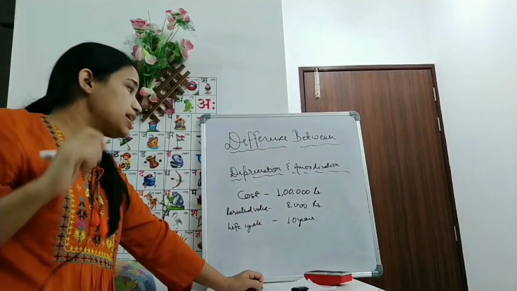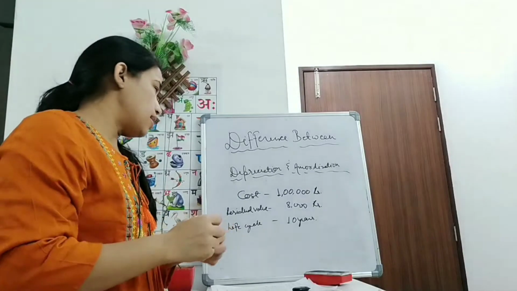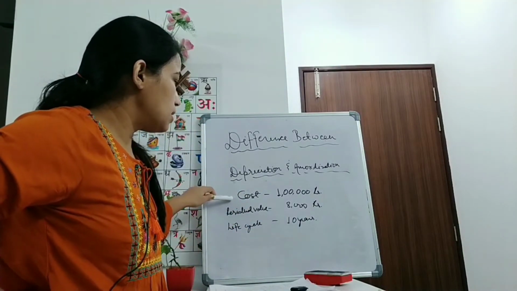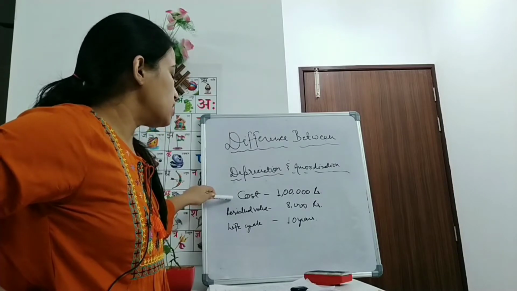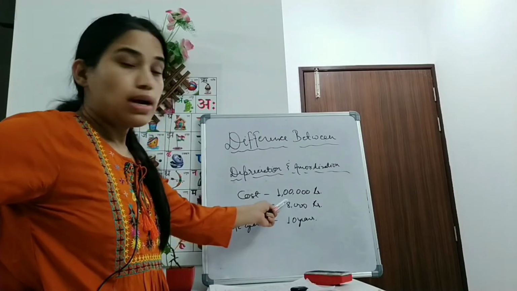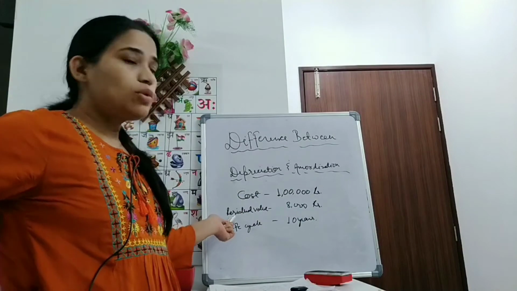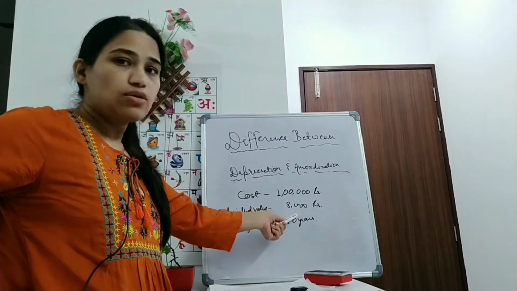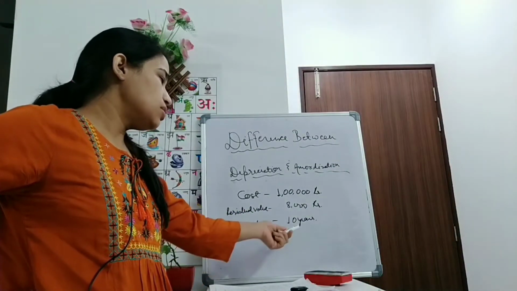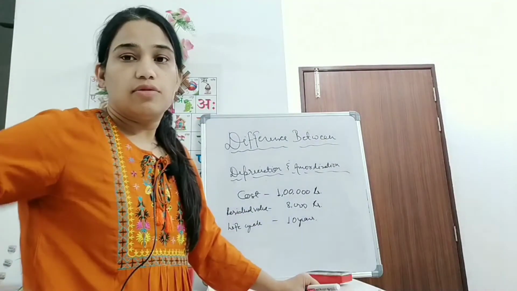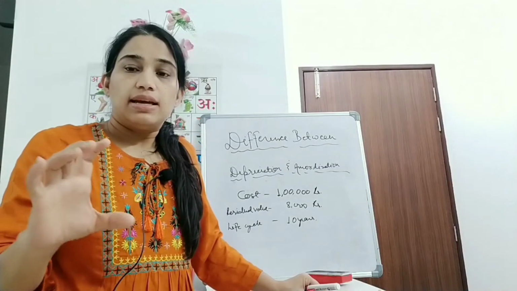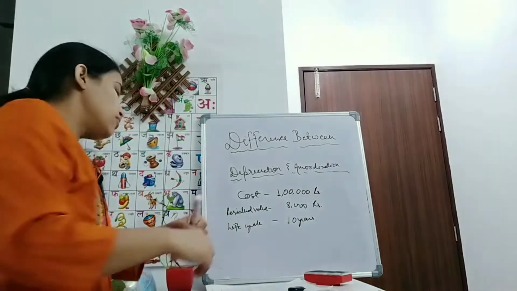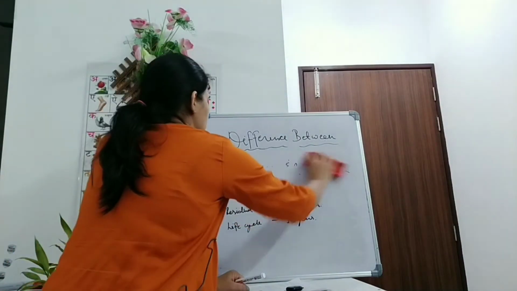Here we are taking an example where a company has purchased a machinery with its original cost, that is 1 lakh rupees, and the residual value, that is the scrap value of the machinery, is 8,000 rupees, and the life cycle of the machinery is 10 years. The life cycle means the company is going to use that particular machinery for 10 years. Now, how will we calculate the depreciation?